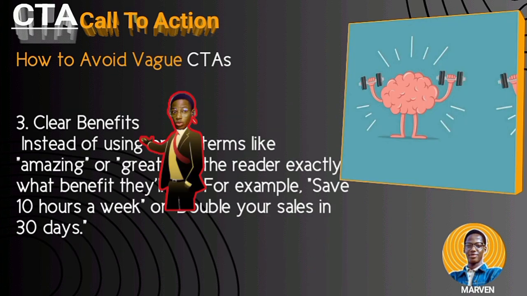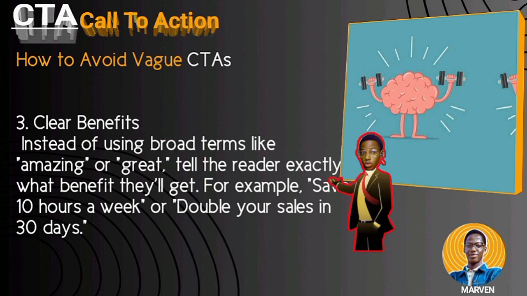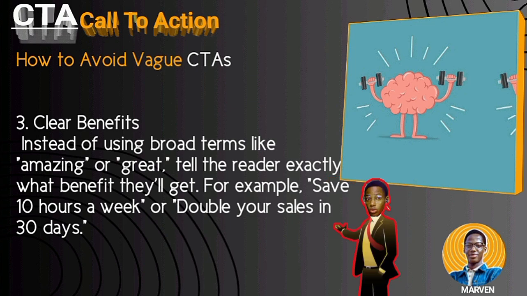The next one is, tell me the benefit I'm getting. When you use "amazing" and "great," they are not benefits. But when you say "save 10 hours a week," I know that's a benefit I'm getting. When you say "increase your customers by 20%," I know I'm getting a benefit there. When you say "double your sales in 30 days," a benefit is stated there. So always look out to add benefit to your call to action.